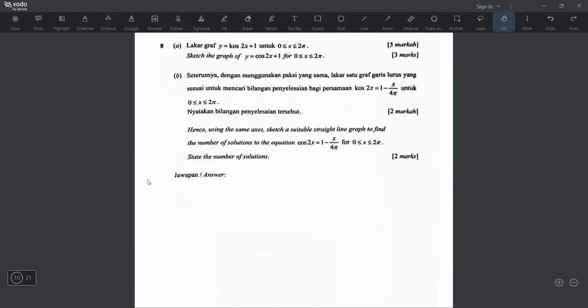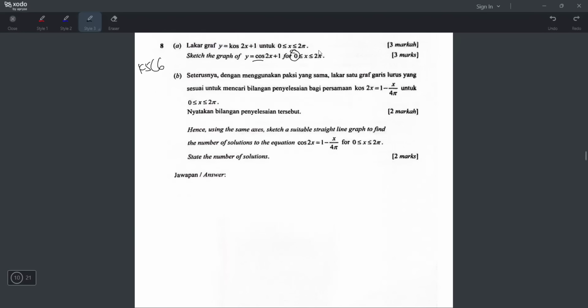Okay, let's do number 8. This is very obvious. I see cos, I know already which chapter. From Form 5, chapter 6, it's called trigonometric function. This question asks me to sketch the graph for y equals cos 2x plus 1. Sometimes they ask the sketch in paper 2, but sometimes in paper 1. And obviously for this Terengganu paper, they ask in paper 1. They want you to sketch for 0 until 2 pi.